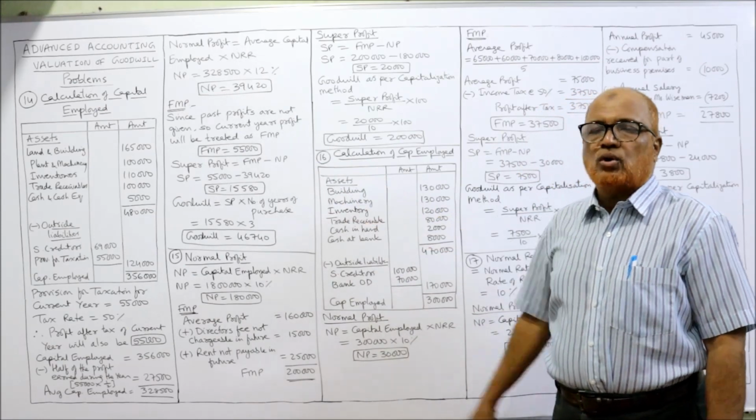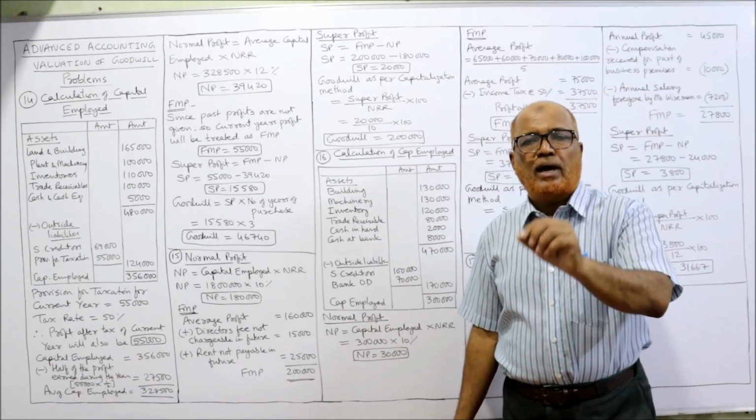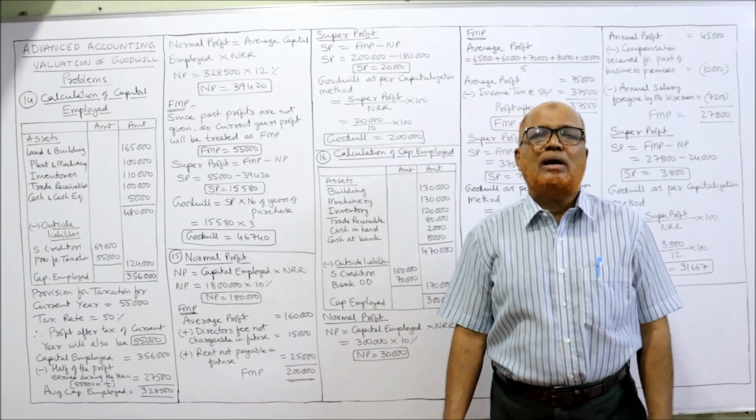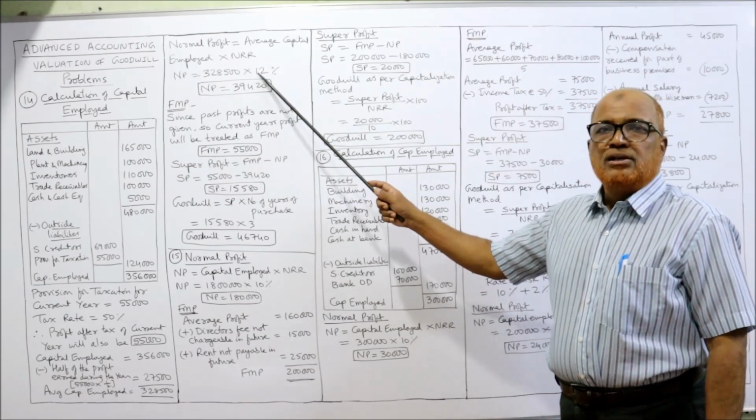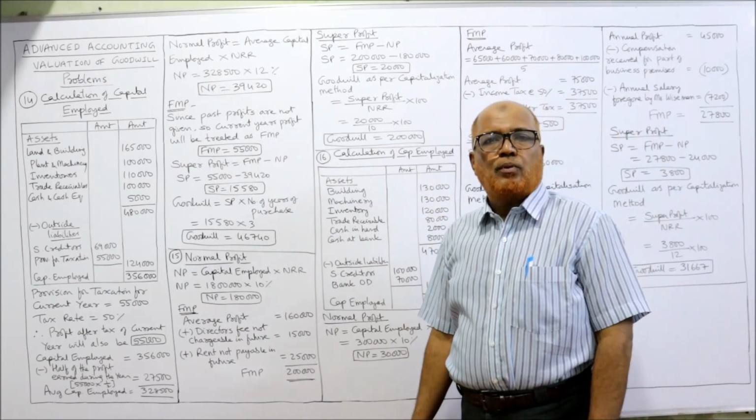Now, normal profit is equal to average capital employed into NRR, normal rate of return, which is given in the problem, 12%. So 3,28,500 into 12%, 39,420 is the normal profit.